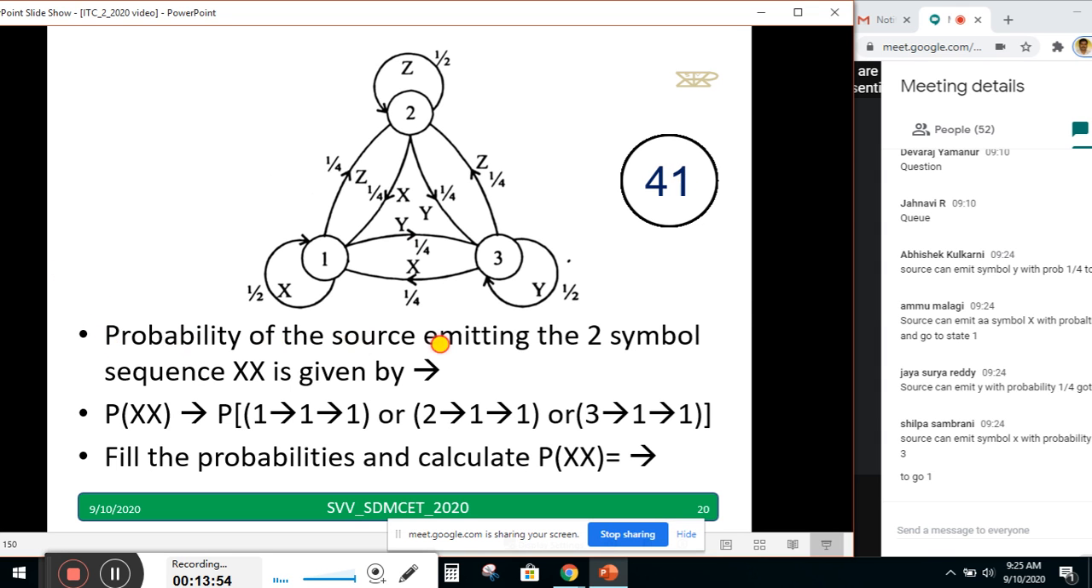The probability of the sequence source emitting the two symbols XX is given by, when it is in the first state and going to the first state, it will emit X. Again from 1 to 1, it will emit one more X. From 2 to 1, it will emit 1. From 1 to 1, it will emit one more X. So there are 3 options. Now you have to take these probabilities, fill them in, and calculate the probability of X and X.